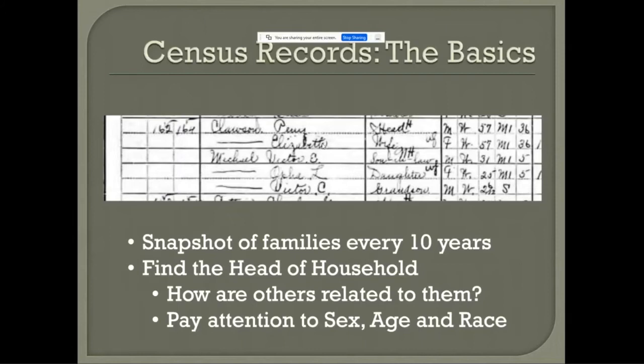So here I have the head of household, Perry Clausen, Elizabeth, his wife, their sexes, male and female, their race, and we'll talk a little bit about race on the census in a minute, ages, and then every census asks different sets of questions about family relationships, education levels, etc. On the 1910 census, which this is, they asked which marriage is this for you and how long have you been married? So that's what this M1 is, and then 36 and 5.